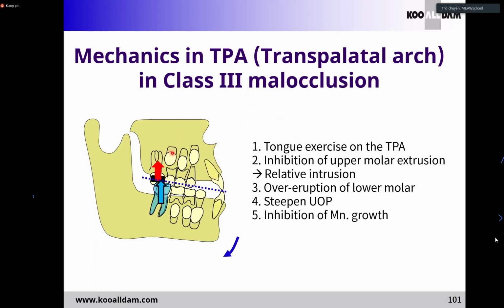Tongue exercise under TPA. So this means relative intrusion because of tongue force, and then you can see inhibition of the upper molar extrusion. So during the growth, what happened? So we can see the over eruption of the lower molar. So this means steepen upper occlusal plane. So it is good for class 3 treatment. So we can achieve inhibition of mandibular forward growth.